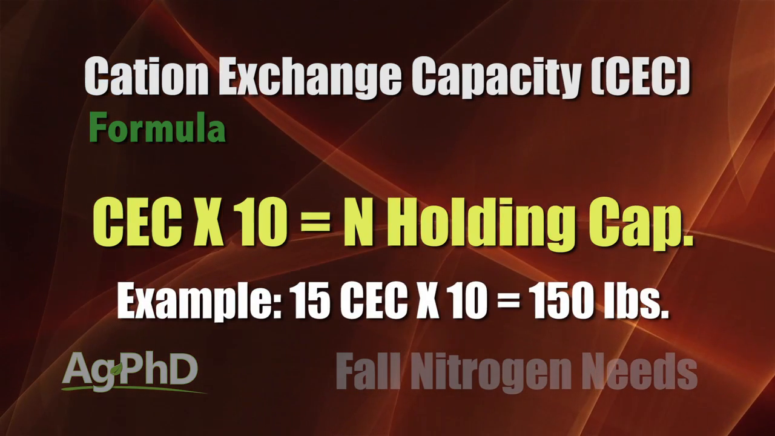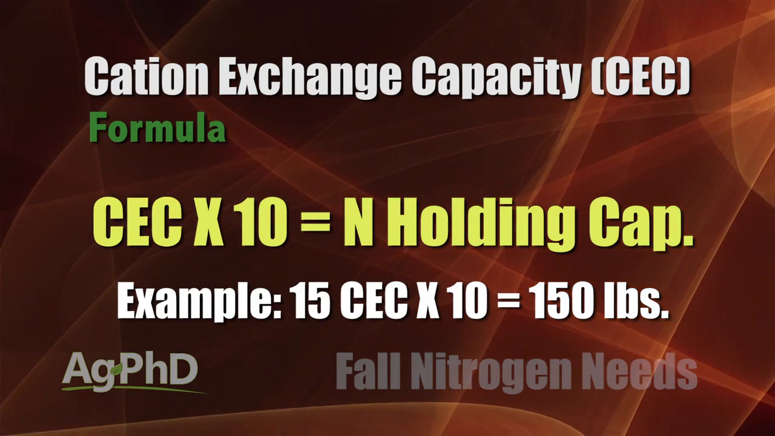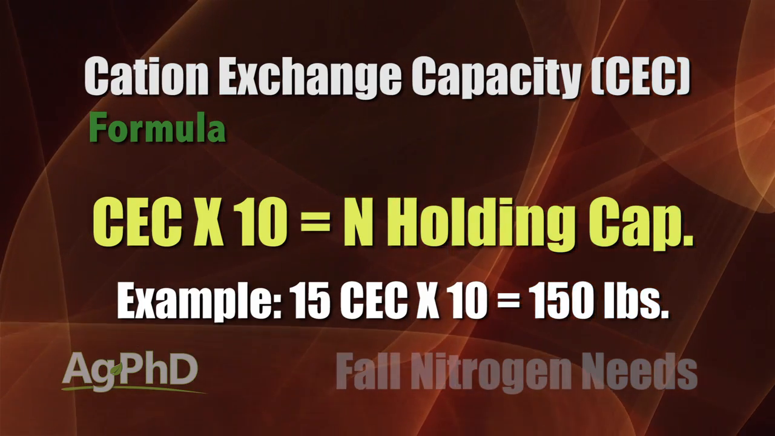Okay, so if you've got a cation exchange capacity number of 15, multiply times 10, we're telling you, do not exceed 150 pounds. If your soil already has 30 pounds in there, that means don't exceed 120 pounds for an application rate. That's the first thing you got to know.